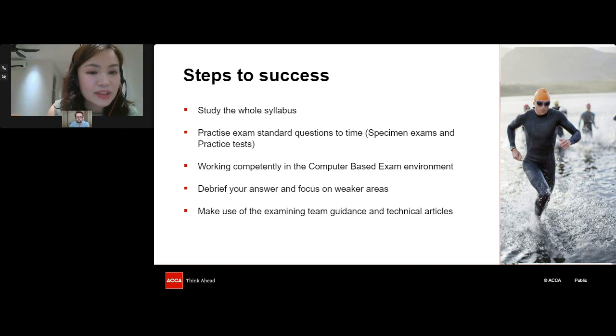Now, second point, practice the exam standard questions in time. Is that important? That is really important, by using the specimen exams and the practice tests available on the ACCA website. Moving on to the third one, working competently in the computer-based exam environment. This still seems to be really important because some students still prefer, or are still looking at, the paper-based revision pack or question set, but we will still advise students to get themselves familiarized with the CBE system. That is the mode in which they are going for the exam. And number 4, debrief your answers and focus on the weaker areas.